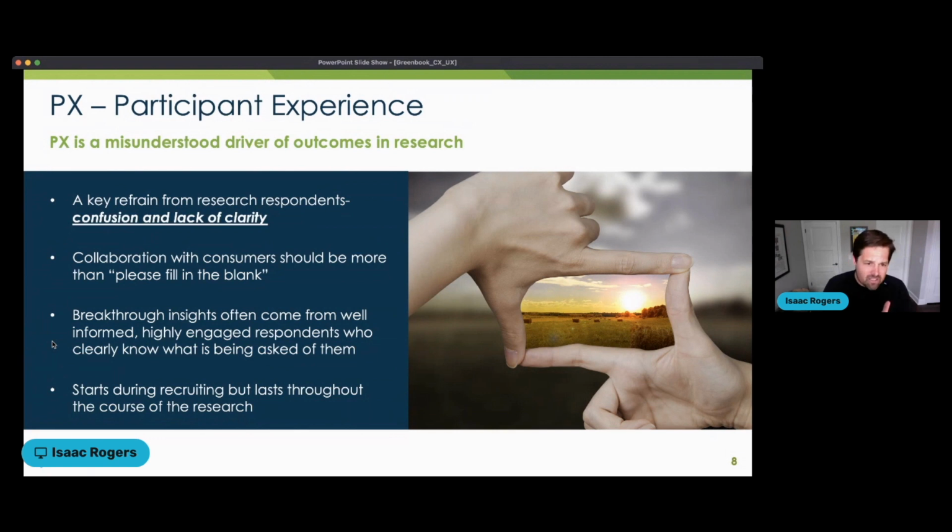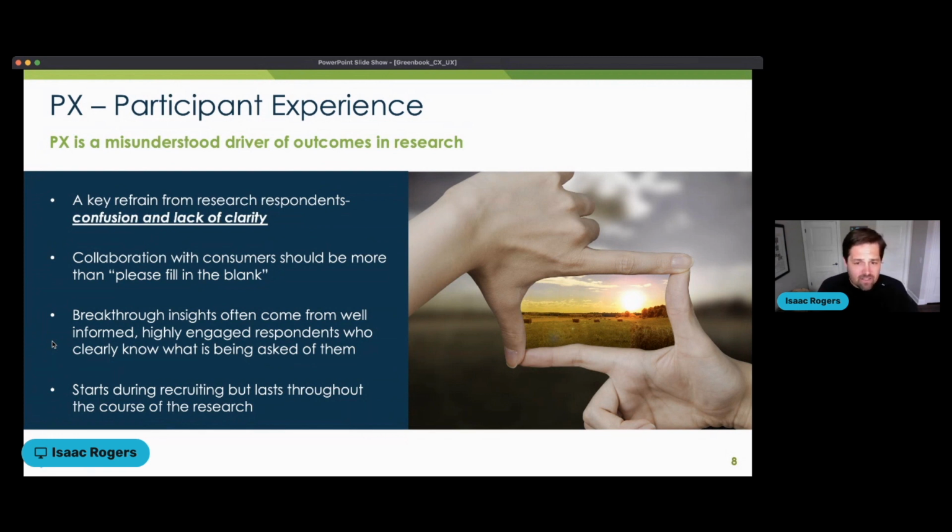We recruit them into these studies. We say, hey, you're going to be doing an online discussion board or a small community for a few days or some video interviews. But we don't really tell them why or what we're looking for or what it is we're trying to achieve. And I think a lot of that comes from the fact that we're trying to make things feel more natural and organic.